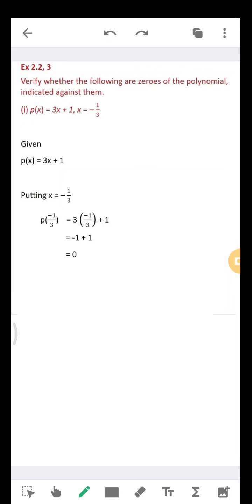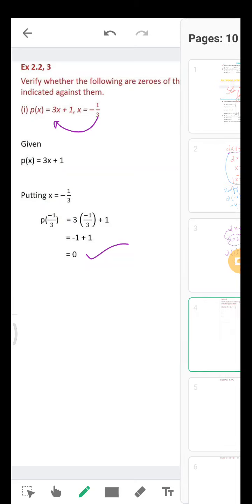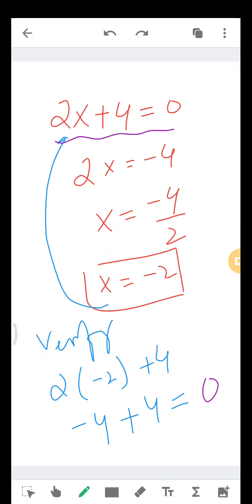So when you substituted this value in the polynomial, you are getting 0. We can say now, using this concept, as I substituted minus 2 in the polynomial and I got 0, so I can say this is a solution or zero of the polynomial.